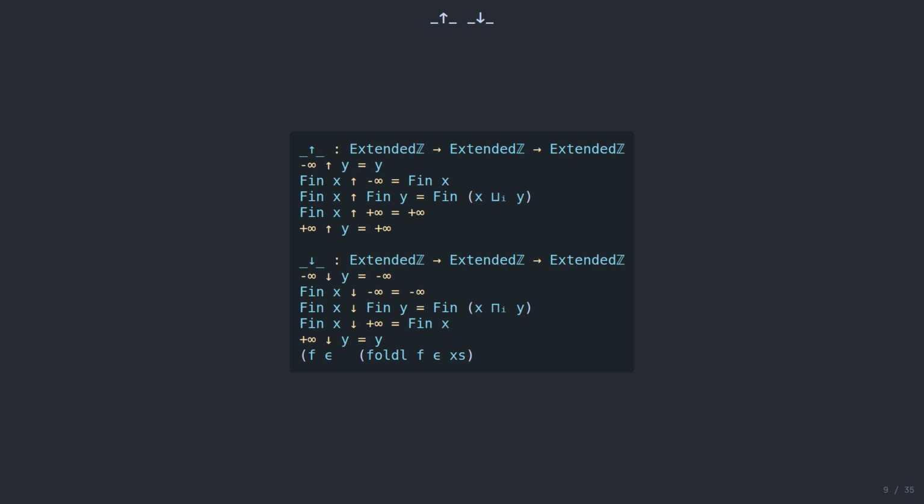Listeners should convince themselves of two things. First, that up forms a monoid, with negative infinity as the identity element. And second, that down forms a monoid, with positive infinity as the identity. The link to the full code is available in the description, including the proofs of these properties.